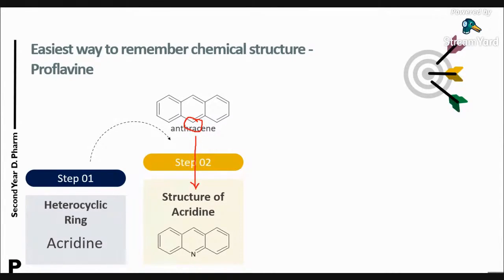Whenever you are chatting with your friends, just discuss how to remember the structure of acridine. Just attach the 3 benzene rings to each other and replace the middle bottom carbon atom with a nitrogen atom. So this is the middle bottom carbon atom. Just replace it with the nitrogen atom. So anthracene gets converted to acridine. So it is very easy to remember the structure of acridine, isn't it? Yes or no? It's very easy to remember the structure of acridine.